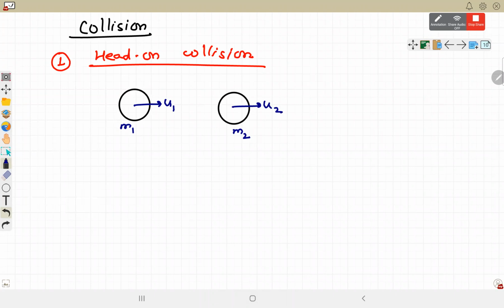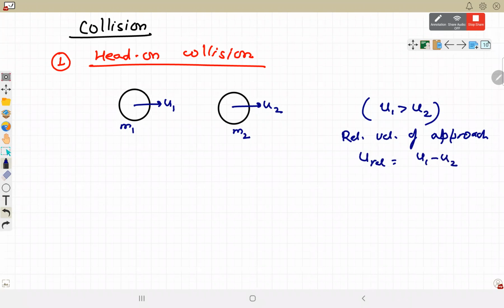For the collision, the most basic condition is कि पीछे वाले की velocity ज्यादा होनी चाहिए. That is the first requirement. So which means A is approaching B, and that relative velocity of approach, u relative, will be u1 minus u2. That is called relative velocity of approach.